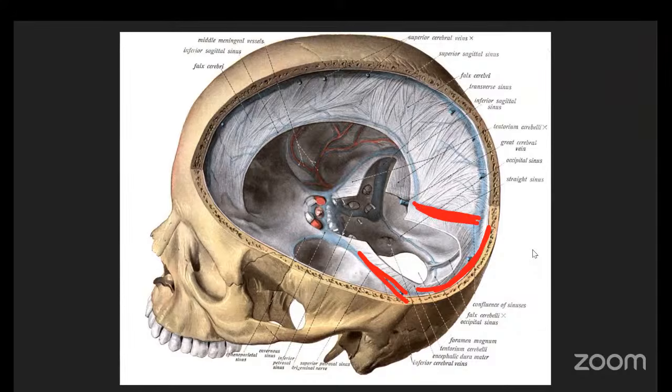And the straight sinus then continues here as the great cerebral vein or the vein of Galen, which is not visible in this image, but we are going to see a lot of images, so it's going to make some sense. And then I come back here.